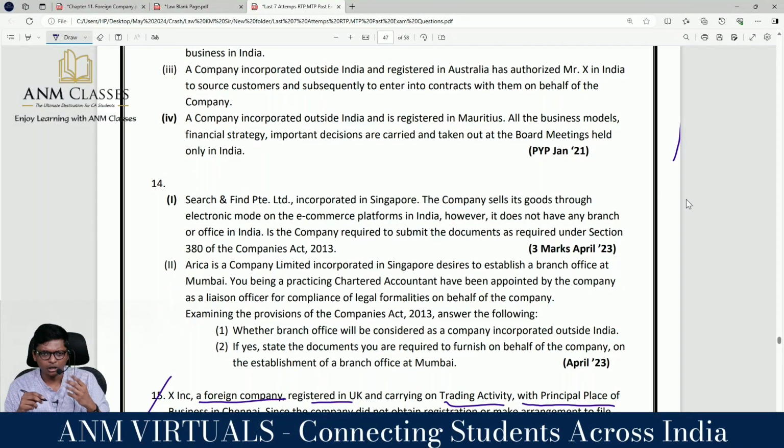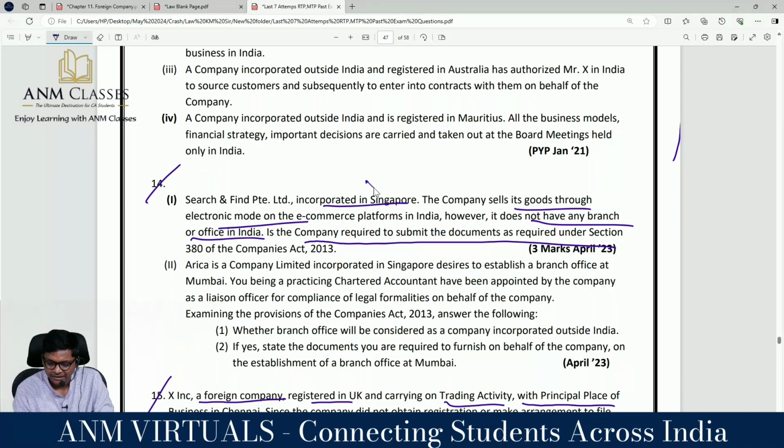Quickly, guys. That's it. All the questions are small now, except one that I kept it for the last. Search and find PTE incorporated in Singapore. Company sells its goods through electronic mode on e-commerce platforms in India. Foreign company, yes, electronic mode, place of business. It does not have any branch office in India. No problem. Is the company required to submit documents under 380? Yes. Proper 3-mark question. Like this you expect. Don't get scared looking at that first question. Dollars, million, pounds, all of that.